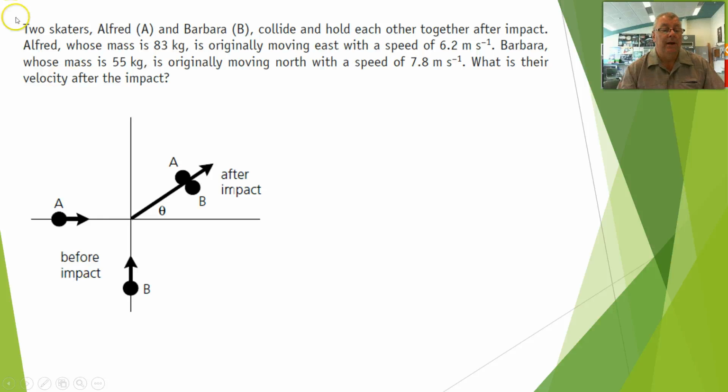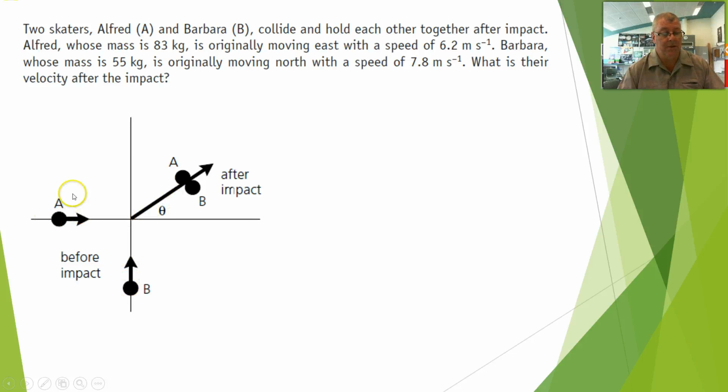Another one, 2 skaters, Alfred A and Barbara B, skating towards each other, and there's a collision. But maybe deliberate, because they not only collide, they hold on to each other. They could be friends, who knows. Alfred is 83 kilograms and has that speed. Barbara is 55 and moving at that speed. What is the velocity after the impact?